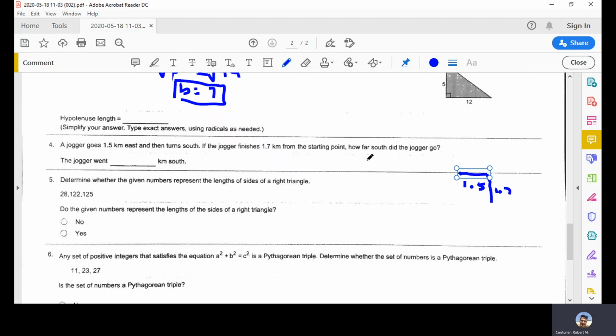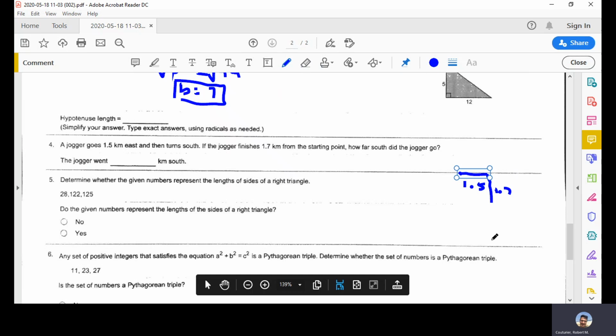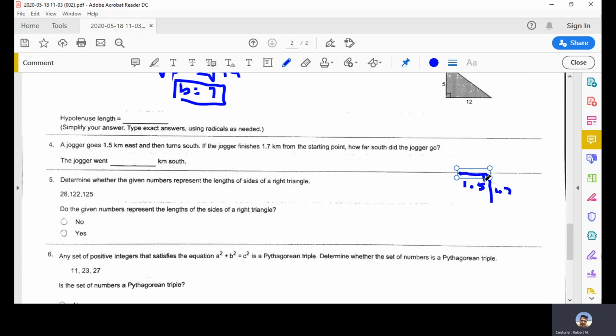And they want to know how far south did he go from his original point. So you have here a right angle because he was going east. Then he turns south. That's a right angle. And so they want to know what is this dotted line through here. Okay, so we are trying to find the hypotenuse.